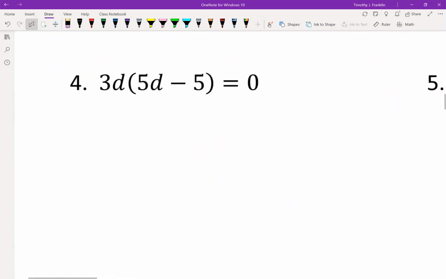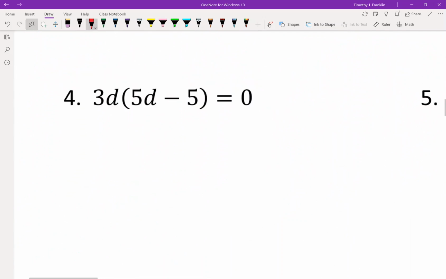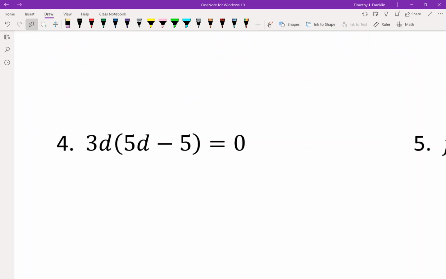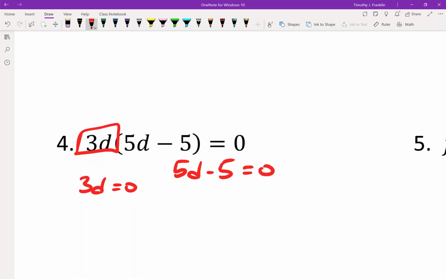And we have one more of these. So this is a little slightly different. The factored form here doesn't have two binomials. It has one binomial and one monomial. So this must have been a factored by GCF type of situation. So we still set each factor equal to 0. So this 3D is one factor. And then we have 5D minus 5. And you can see that we don't have a leading coefficient of 1 for this one, so we do have to do a little solving.